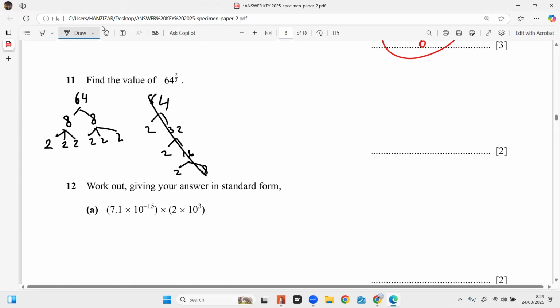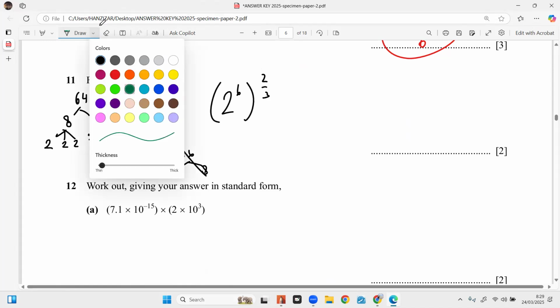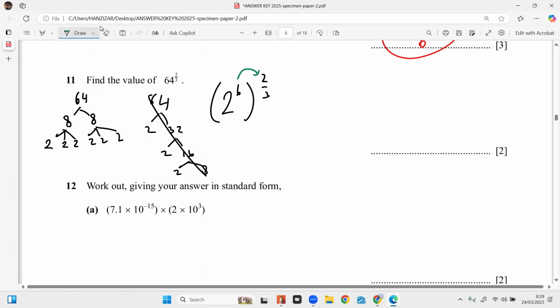So 64 is 2 to the power of 6, to the power of 2 over 3. According to the exponent rule, if you have a power to a power, you just multiply. You get 12 over 3, which is 4. So 2 to the power of 4, or 16. Again, I'm not sure what answer you can put, but to play safe, 16. Play safe, yeah? Yes.